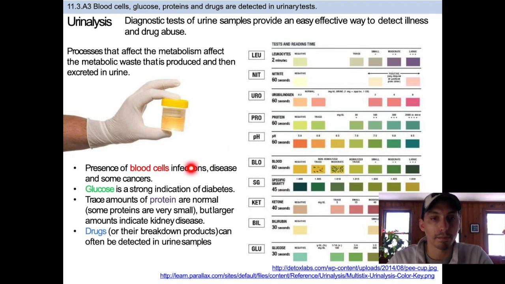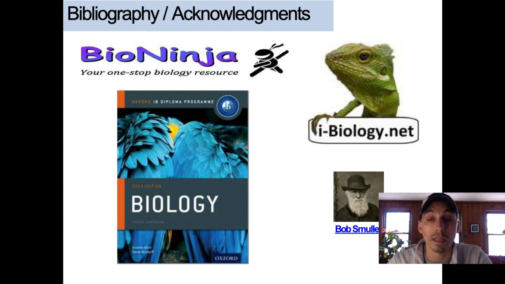You can detect some blood cell infections, some diseases, some cancers. If there are trace amounts of proteins, that can indicate kidney disease because proteins should not be in the urine. So all of these things can be tested and many more. Urine tests are a quick and easy way to judge the health of a patient, and that's why they're done pretty routinely. They're the most common way of drug testing in professional sports, and also most times you go to a doctor, they'll just take a quick urine sample because they can get a lot of information very quickly just from urine. That concludes our 11.3 notes.